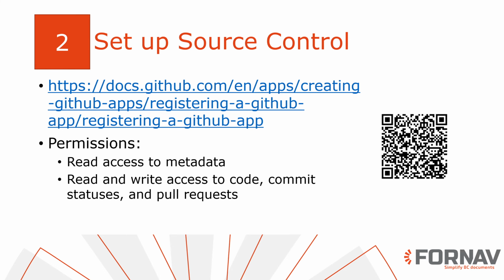The first thing we need to do is set up a GitHub app so Business Central users can connect to GitHub. Setting up a GitHub app is very well documented. The only step that requires specific setup is the API permissions. The API user needs permissions to read metadata and read and write access to code, commits and pull requests on GitHub.